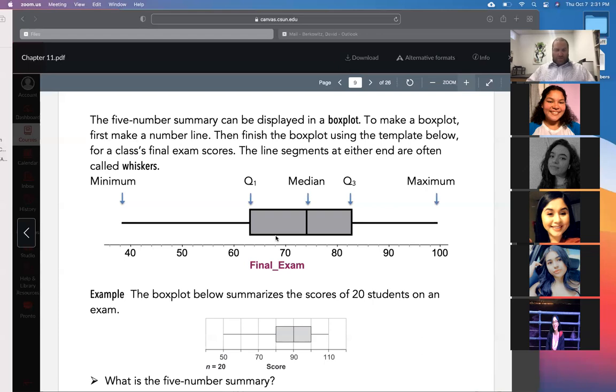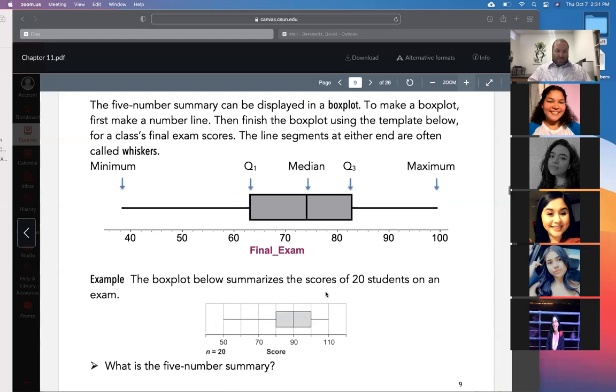Okay, so in our example, the minimum is about 38. Q1 is about 63. The median is about 74. Q3 is about 83. And the maximum is a little under 100. Does that make sense?